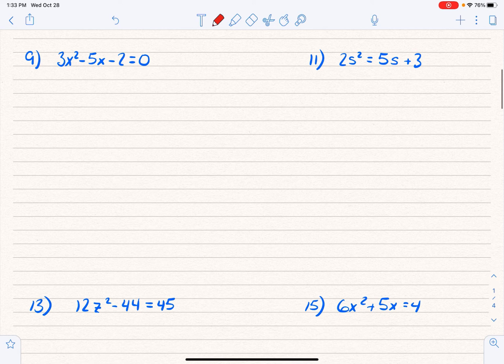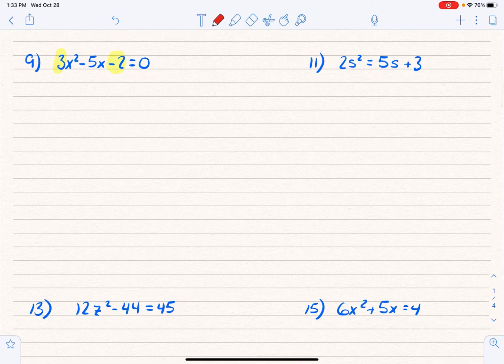Okay, moving on. Number 9. Now, this is when it starts to get at least a little bit more involved, having that coefficient out front. But we got to remember, when we have that, we always multiply that coefficient times the last term. So in this case, we have 3 times negative 2. 3 times negative 2 is negative 6, and we're looking for factors of negative 6 that sum to negative 5. Now, I had some people go, well, that's negative 3 and negative 2, except negative 3 times negative 2 would give me positive 6. So that's not right. So it's got to be negative 6 and positive 1.